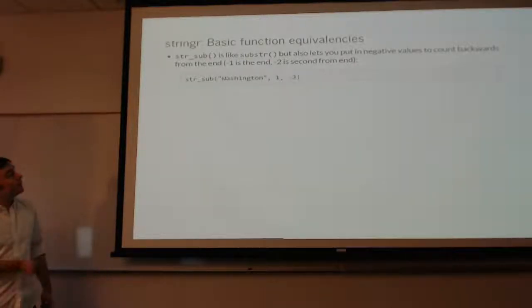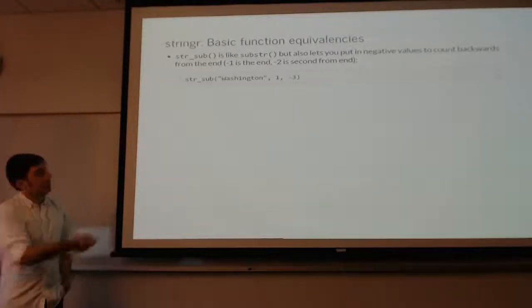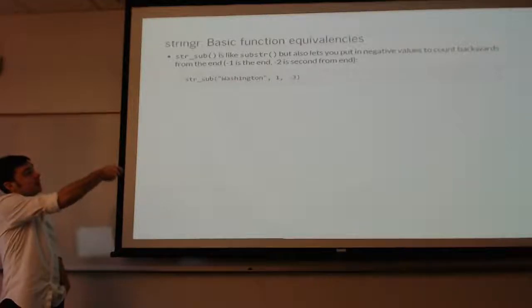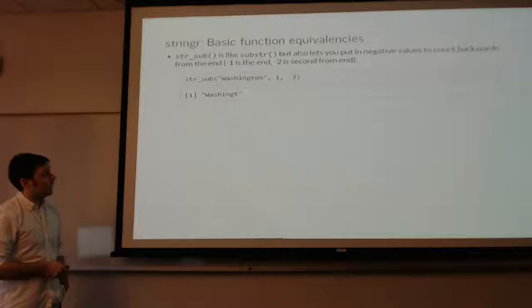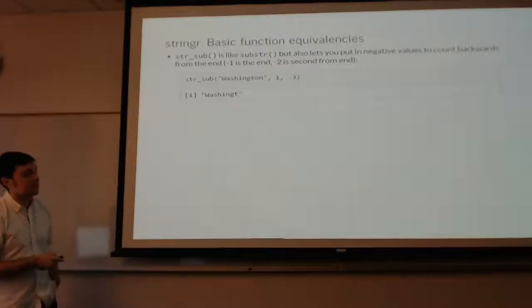So for example, here I've done, okay, I want everything except the last 2 digits of Washington. So I've said I'm going to go from the first digit to the third from the end, so -3, and I get Washington. It works. Amazing.